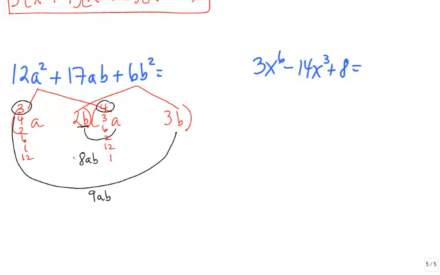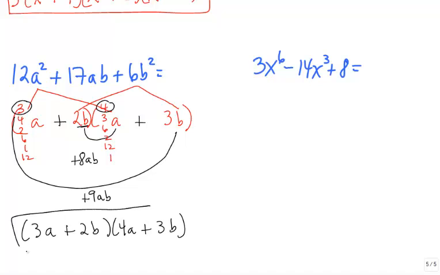And I want a positive 17. So I want both of these to be plus. So I need both of these signs to be plus. So we got super lucky because we got the answer on our first try with our first guess. So it looks like this factors into 3a plus 2b times 4a plus 3b. And you can always re-FOIL this out to double check that you do indeed get all three of these terms with the correct signs. Okay?